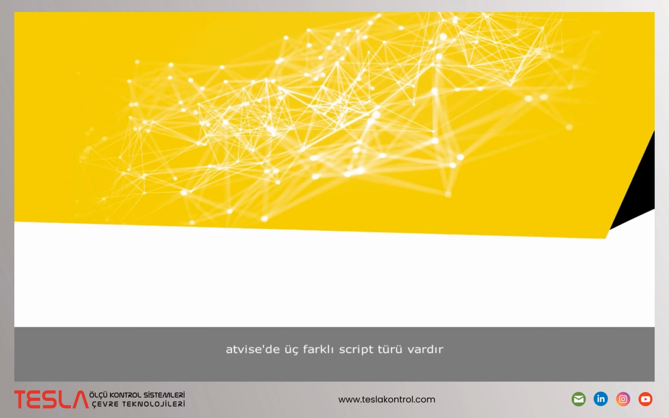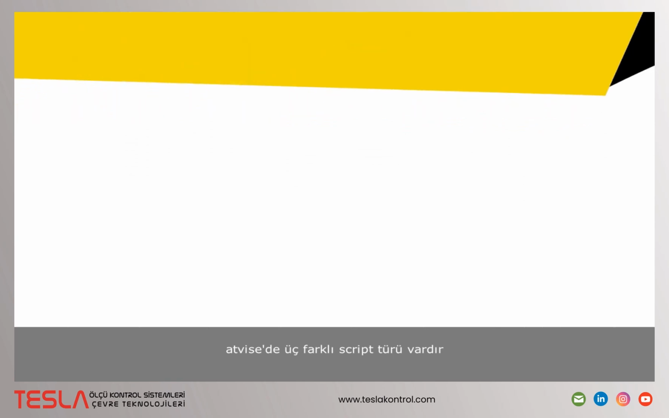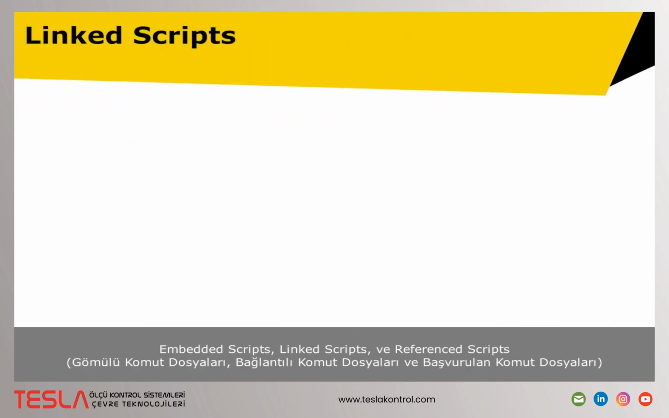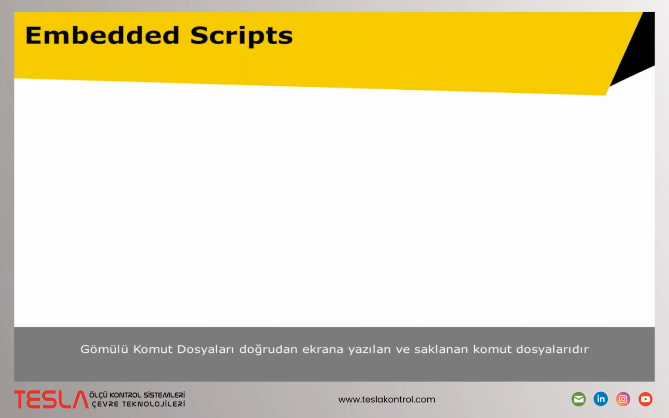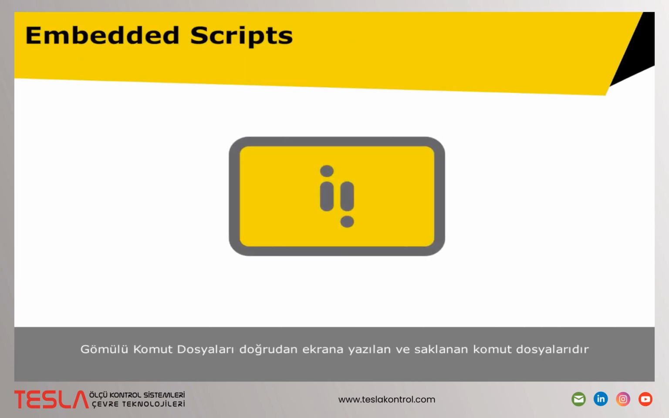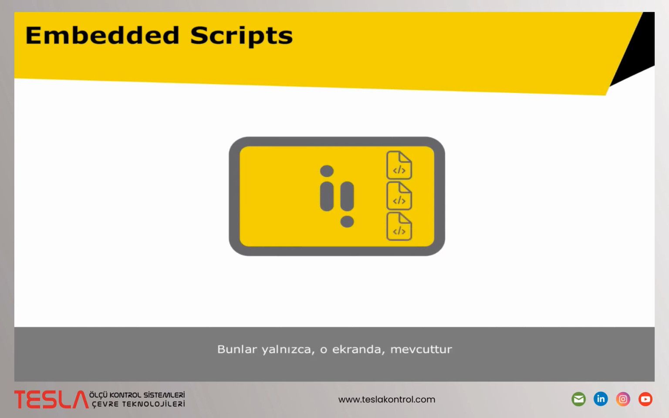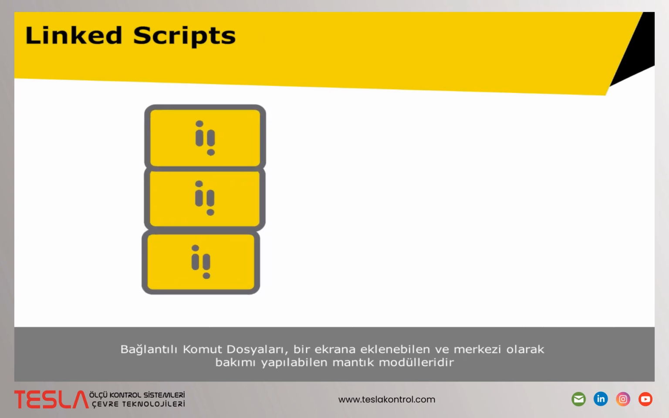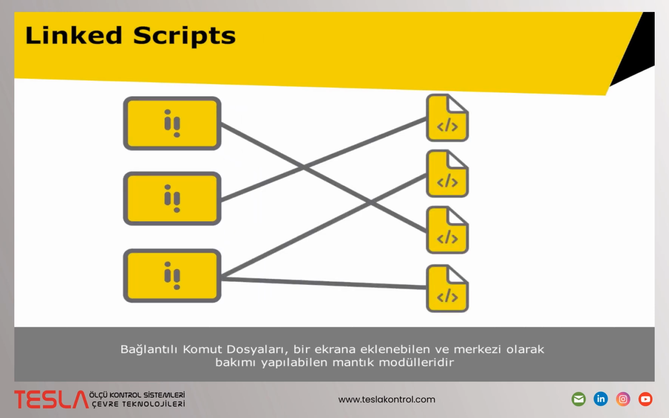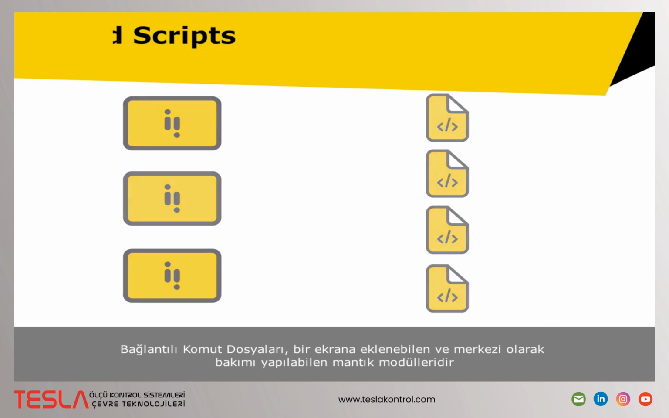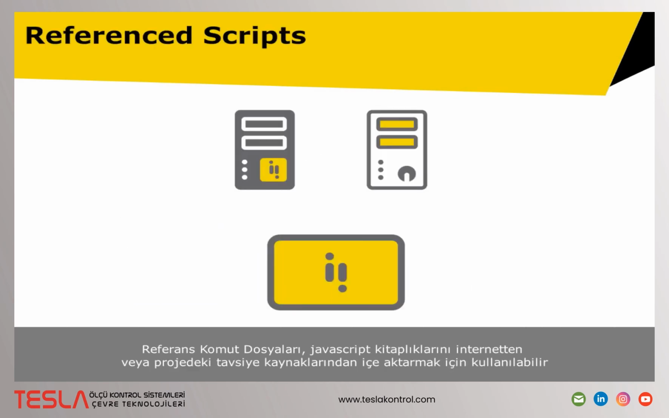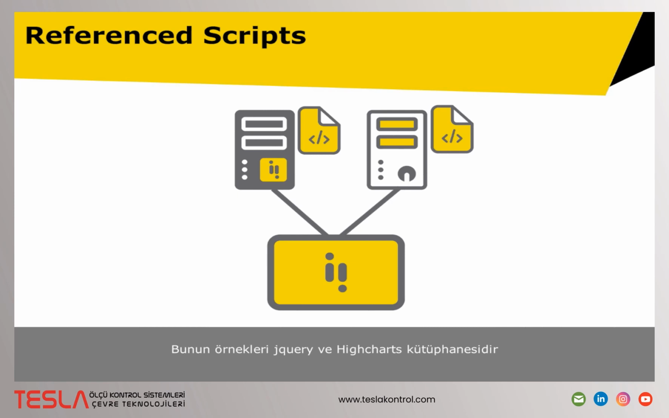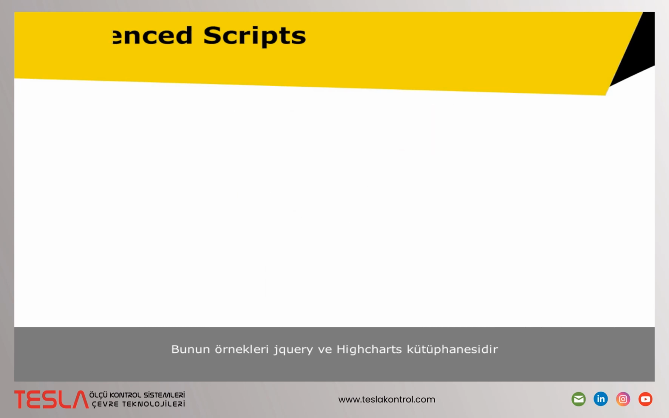There are three different script types in Atvise: embedded scripts, linked scripts and referenced scripts. Embedded scripts are scripts which are written and stored directly in the display. They are only available in that display. Linked scripts are logic modules which can be added to a display and can be maintained centrally. Reference scripts can be used to import JavaScript libraries from the internet or from the Atvise resources in the project. Examples for this are jQuery and the HighCharts library.